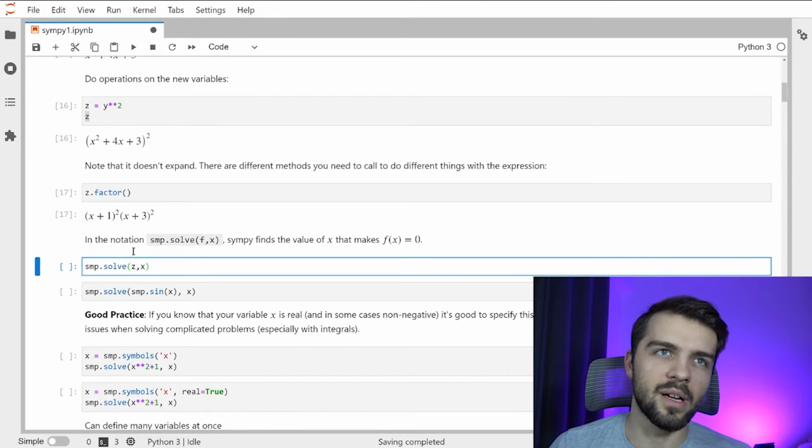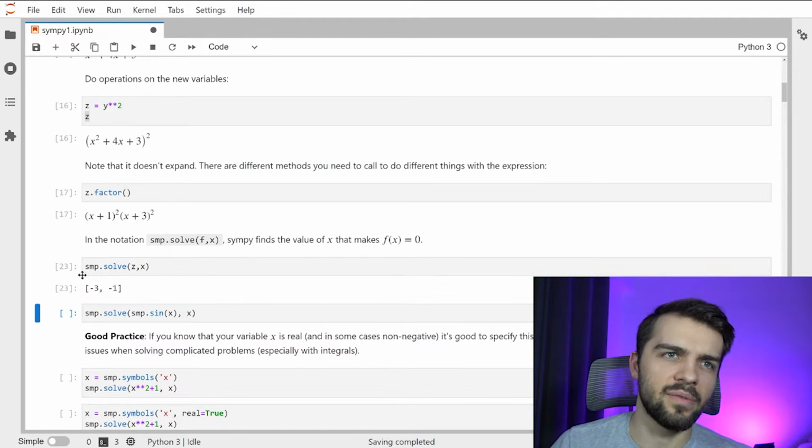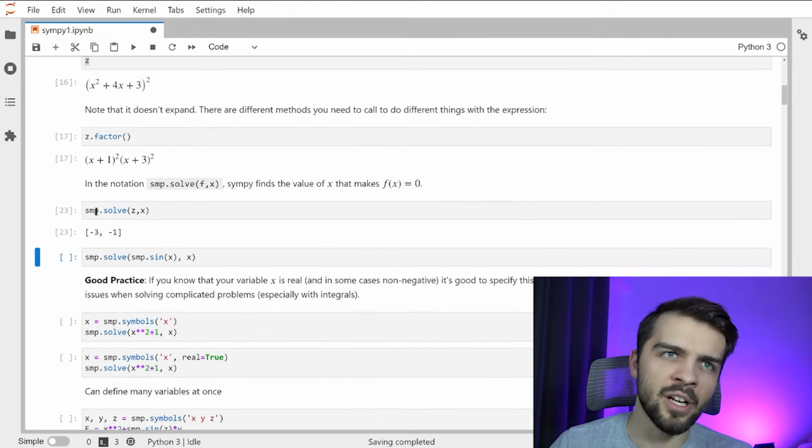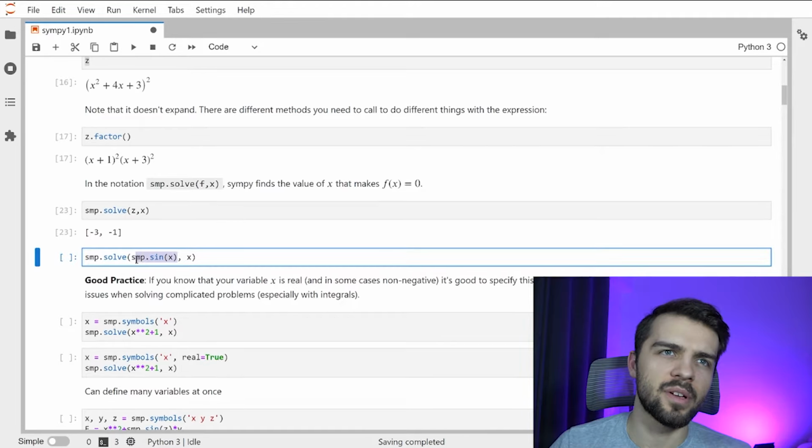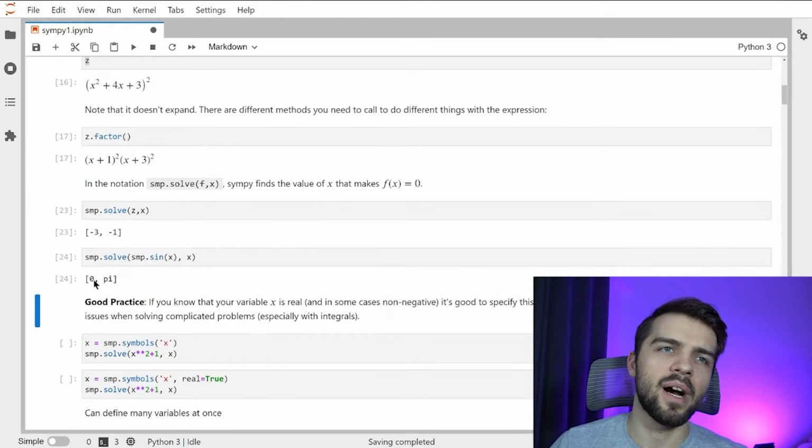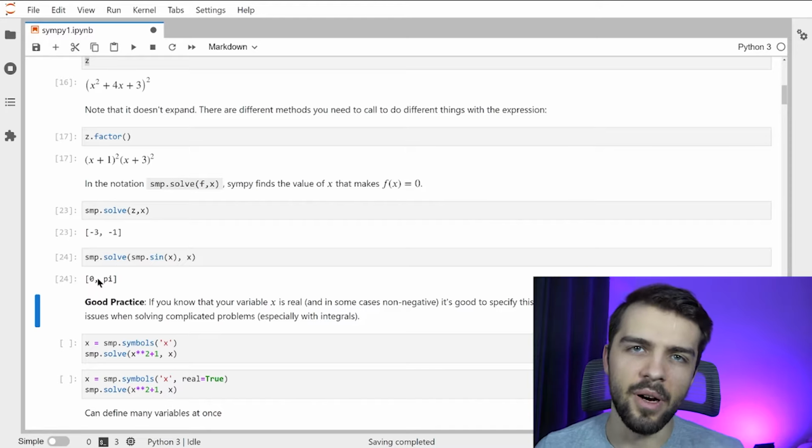So that's what I'm doing. So I say I want to solve z, this up here equals 0. I call sympy.solve z, x, and it will find the values that will make it 0. I can also write explicit functions here. So here I'm giving a function sympy.sin x. So I look here, f is equal to sine x, and I want to find x that makes f of x equal to 0, and it gives me 0 and pi, which are exactly the answers that you want.